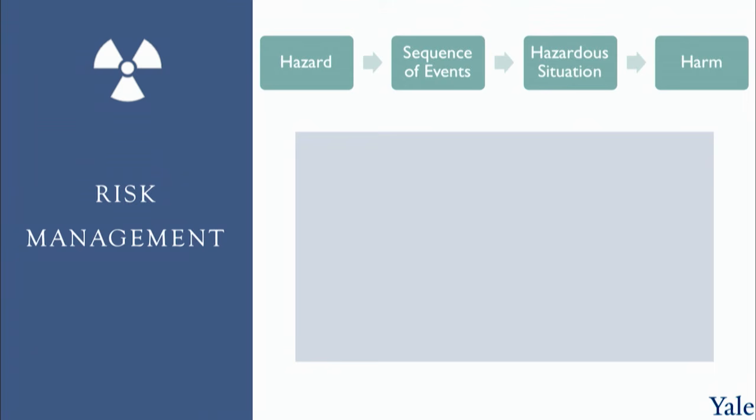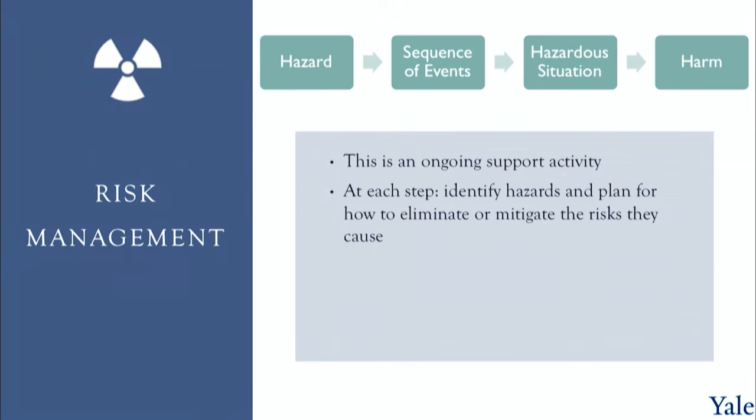In this last segment, we'll return to our favorite topic of risk management, and we will see this in every single step of this process. So as a reminder, risk management will go from hazard to sequence of events that may lead to a hazardous situation which may result in harm to the patient. So this is an ongoing support activity. At each step, we identify hazards and we plan for how to eliminate or mitigate the risk they cause. And this is what we'll do over the next few weeks. At the end of each of these sections, we'll say, okay, risk management now.